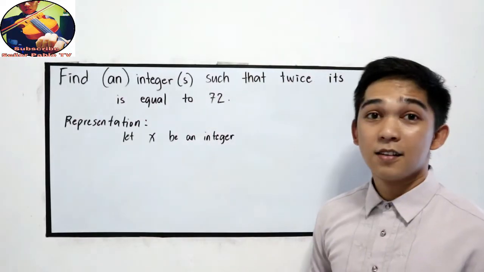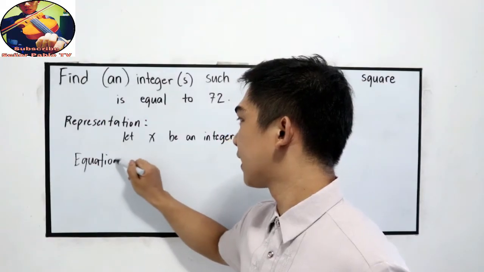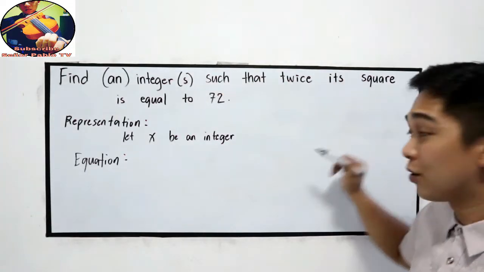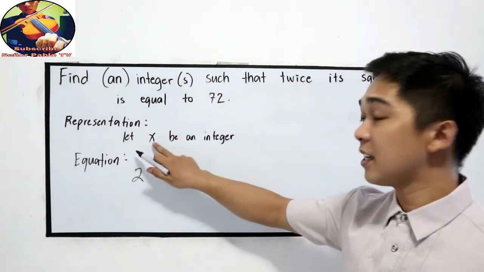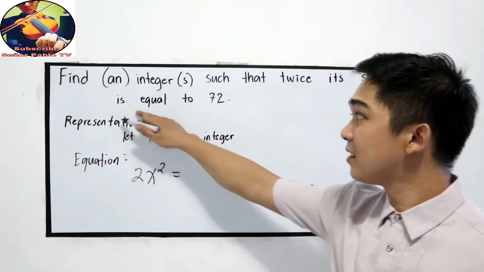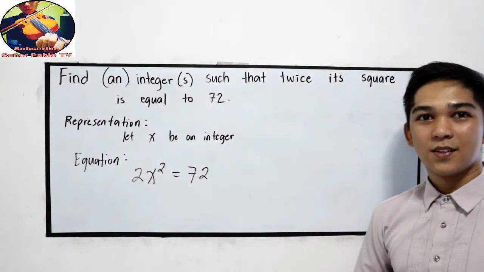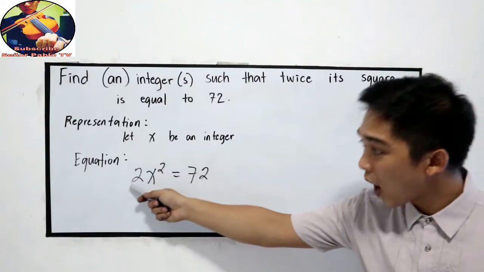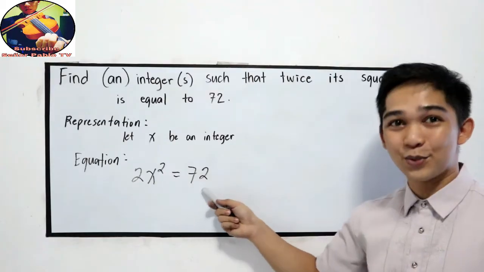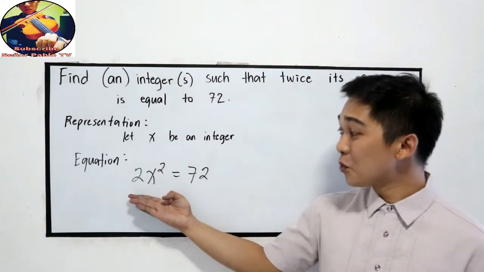Then equation: such that twice its square. Twice daw ng square niya. So, 2x squared is equal to 72. Ulitin natin. Such that twice nung square nung ating integer is equal to 72. Then, isolve natin siya. So, ito yung ating working equation.